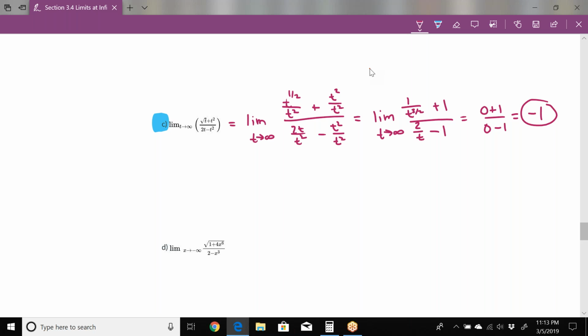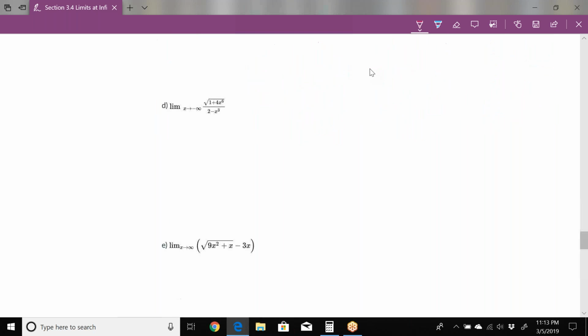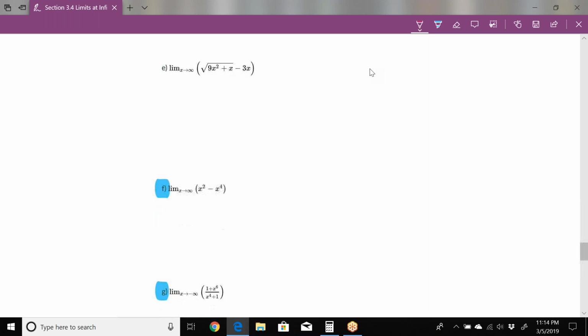Okay, let's look at another one. So I'm saving D and E to do in class since they're just a little bit different, especially since that one has a radical that has 2 things inside. So I want to talk about that individually. This one also has a radical with 2 things inside. So let's talk about this guy right here.